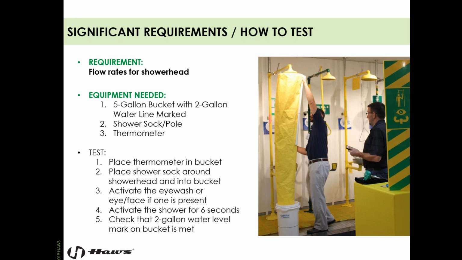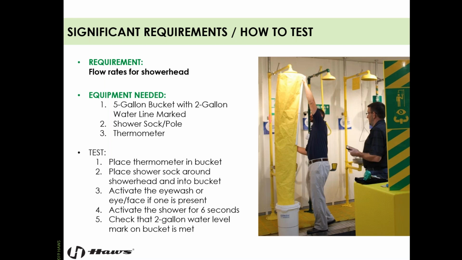You know, 20 gallons isn't too bad, but when you get a 30 to 40 gallon per minute shower, it's pretty intense, and you don't want a surprise baptism. So make sure that you're holding it firmly in place. Activate the shower for 6 seconds. Do your 1 Mississippi, 2 Mississippis. Activate it for 6 seconds.